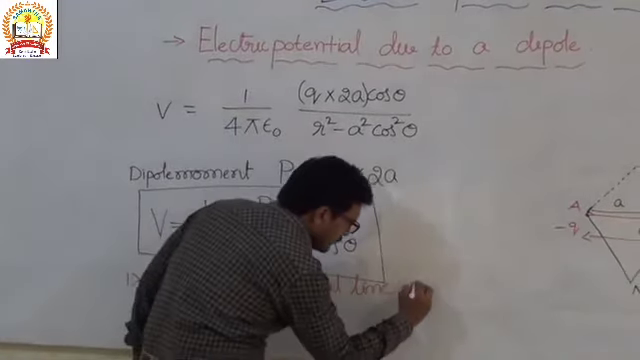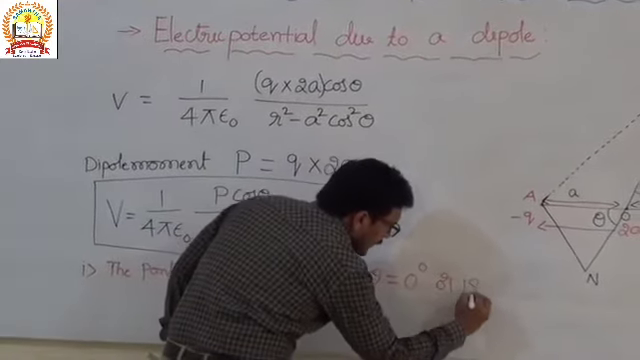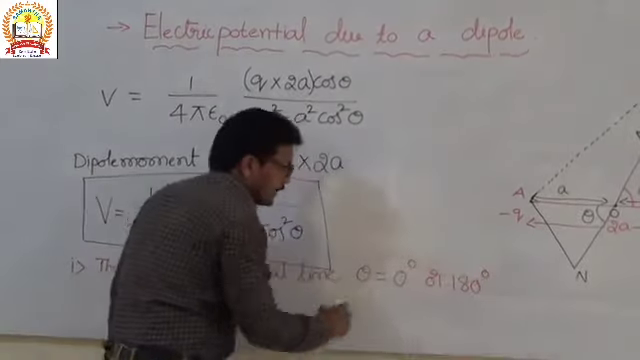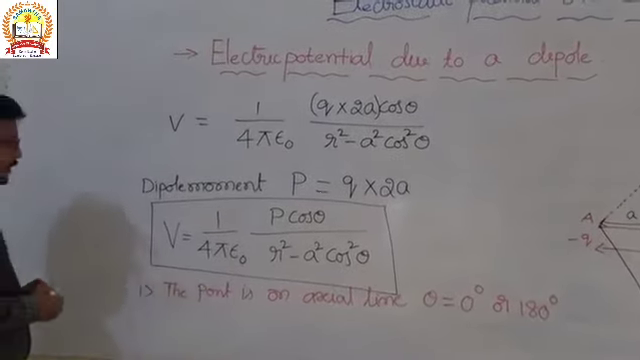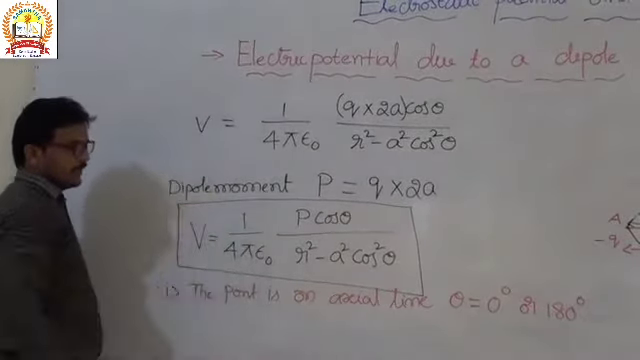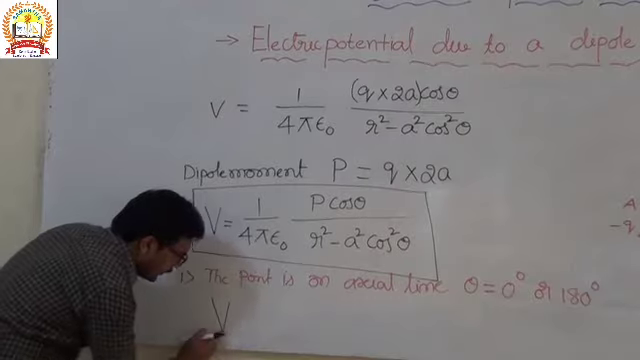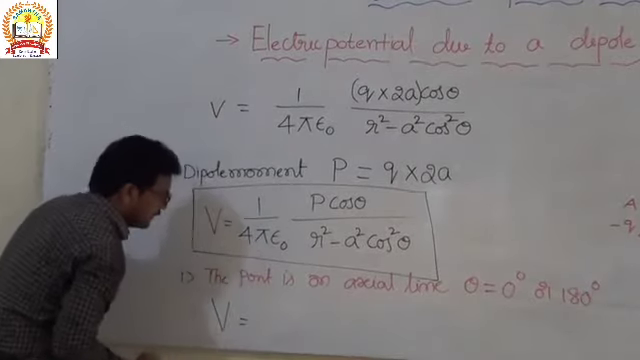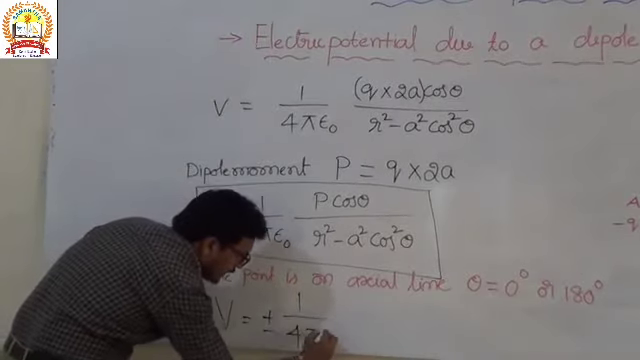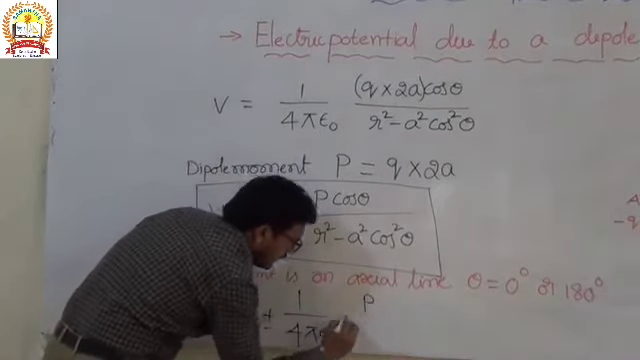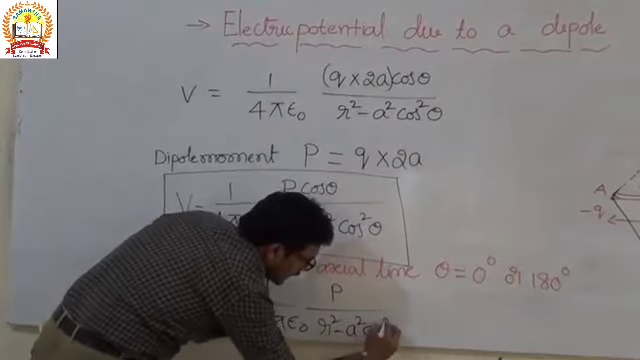Point is on axial line. Then theta is equal to 0 degrees or 180 degrees. If it is in the same direction, we consider 0, and in the opposite direction 180 degrees. Then we know cos 0 will be 1 and cos 180 will be minus 1. Then the potential due to a dipole at a point on the axial line is plus or minus 1 by 4 pi epsilon naught P divided by R square minus A square cos square theta.